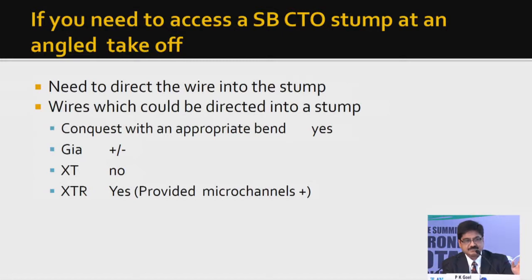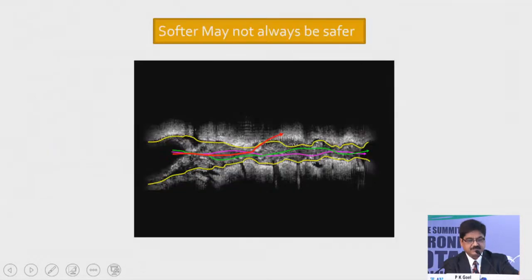Gaia, as I have said, is plus minus because I am not interested in making a secondary curve in Gaia. It cannot stand a secondary curve. So it will only have the tiny curve which will lead it through the lesion, but once you have to angle towards the side branch, you may not be able to do it. That's not the right thing. And no, XT cannot stand any direction. XTR has some direction, but provided you can maneuver it in that.